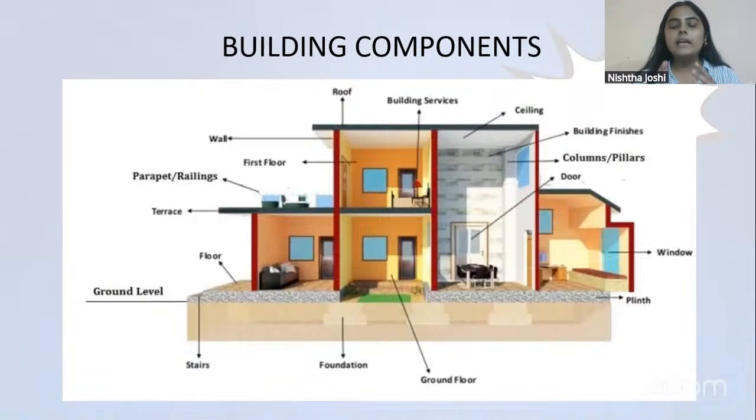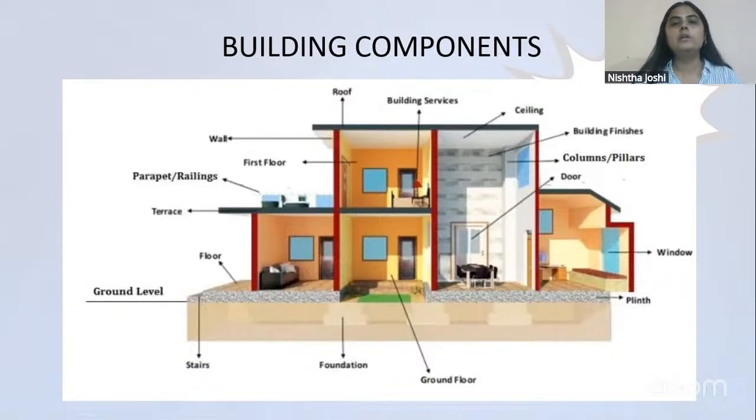Any building, it can be any kind of building, is divided into two major parts. The first part is that which is below the ground, and the second part is that which is above the ground. The part of the building which is at underground level is known as a substructure, because it is under the ground, that is why substructure.